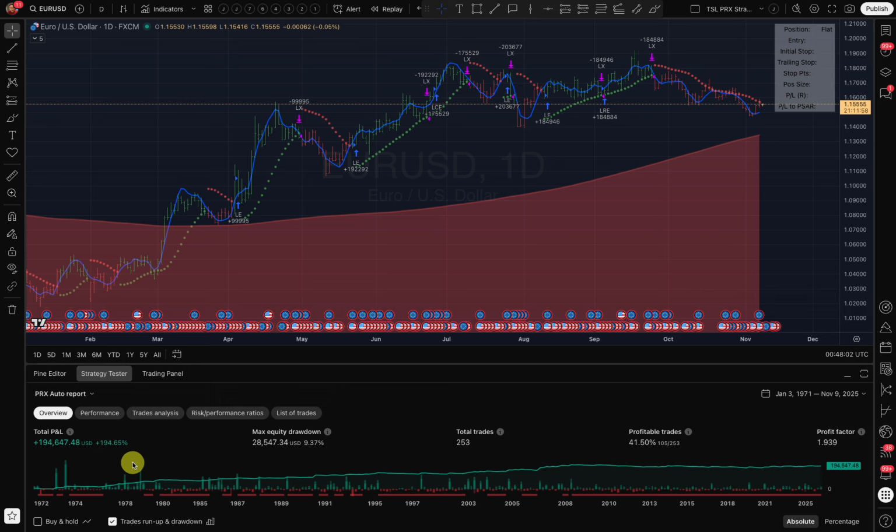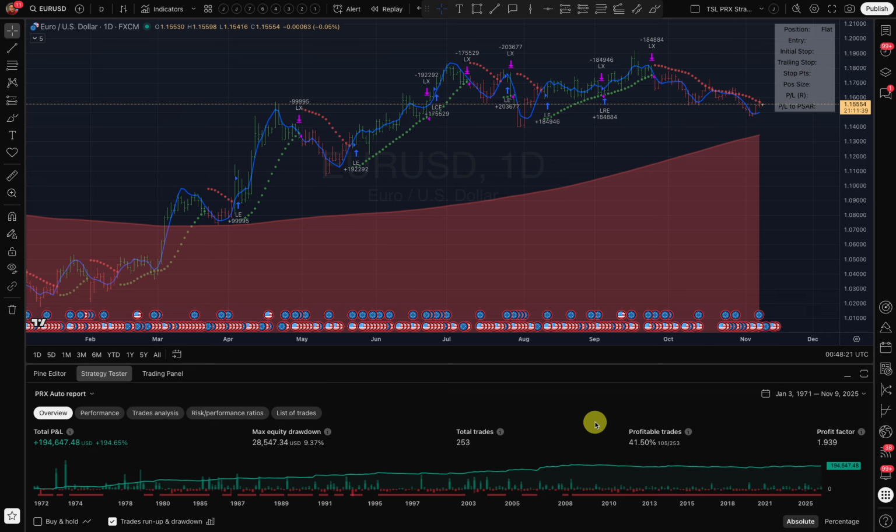So this is over a long period. But I just wanted to show this. This is interesting because, well, the performance is pretty good, as you can see, almost 200% for a 10% drawdown. So that's a nice ratio that I like. 253 trades, a 41% win rate.